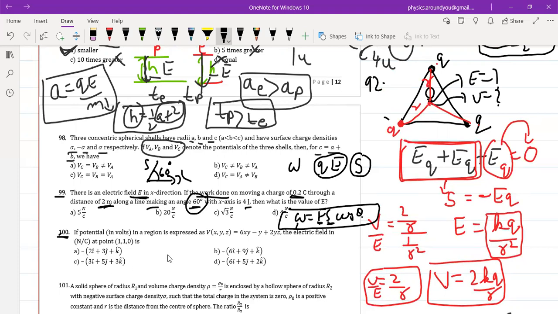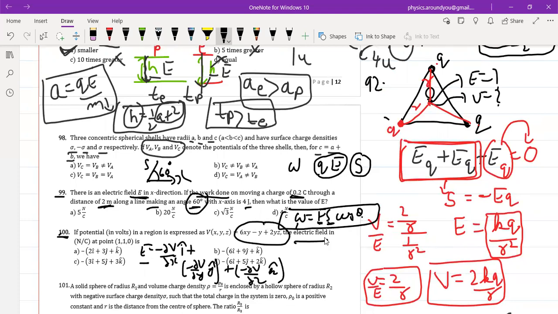The fact is we use the formula E equal to minus dou V by dou x i plus minus dou V by dou y j plus minus dou V by dou z k. Relation between electric field and potential, because they have given potential, they're asking you to find electric field. Partial derivative to the rescue. If I want to find dou V by dou x, I will treat only x as a variable, y and z will be constants. So dou V by dou x in this situation is going to be simply 6y.